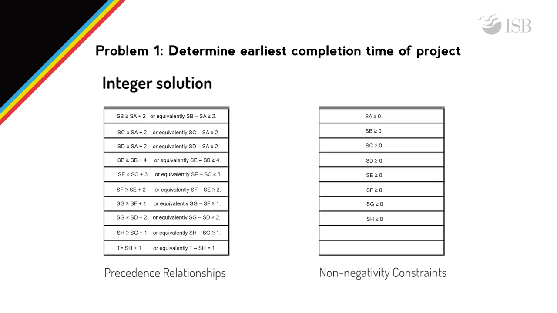Fortunately, the structure of the constraints in the linear programming formulation above are such that an optimal solution will have integer values for all the variables. So we do not have to explicitly introduce constraints stating that the variables should be integers. Solving the above linear programming problem using the available software gives the project completion time t equal to 11 and the start time of each activity.